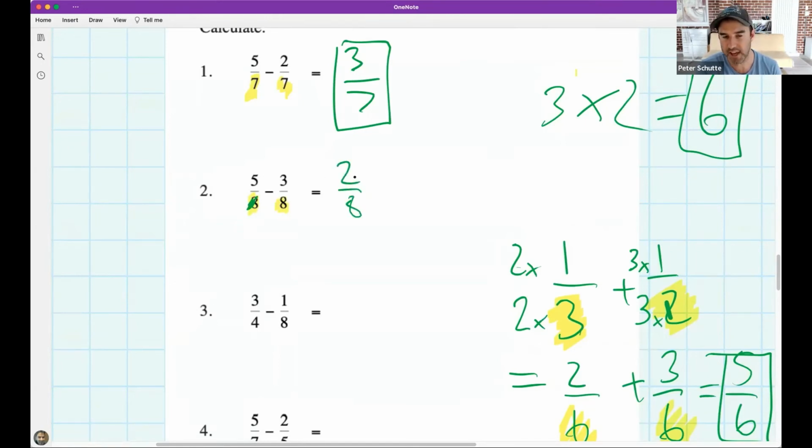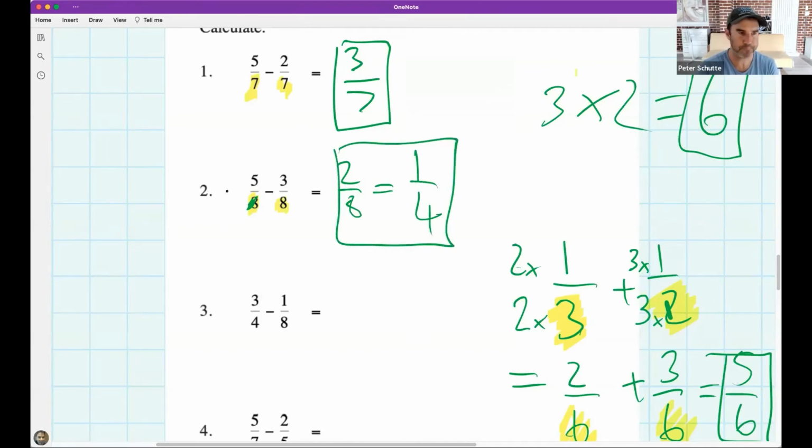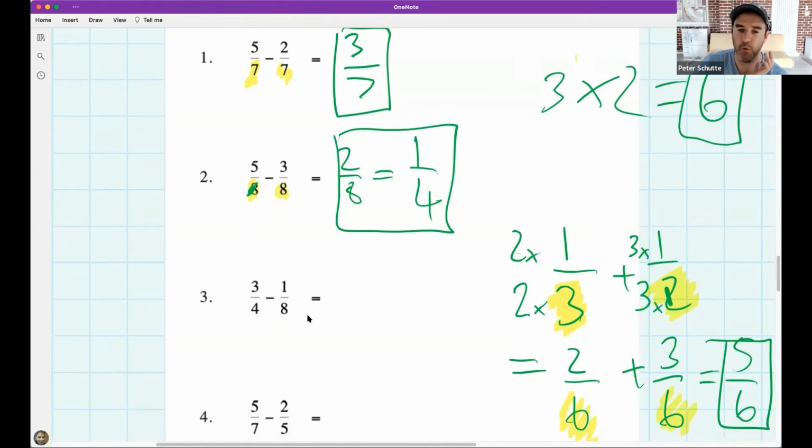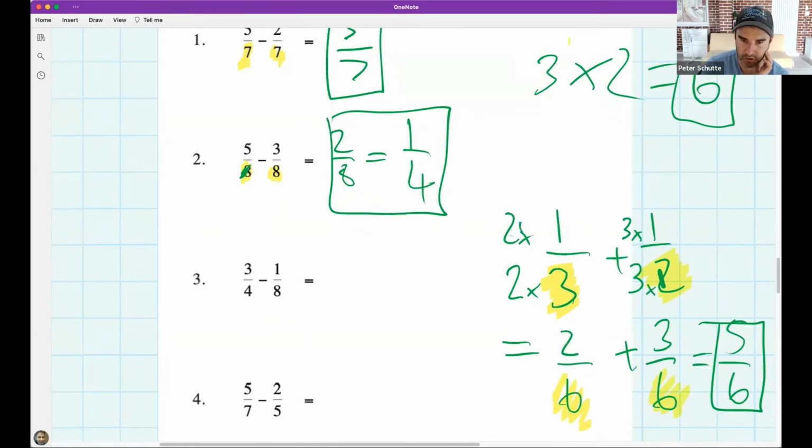Now, some of you may say, actually, I can simplify that further. I haven't specifically said you have to simplify, but normally it is a good idea. So 2/8 can actually be written in a simpler form by dividing the top and bottom by 2. And we'll get 1/4. But both of these are equivalent fractions. There we go.